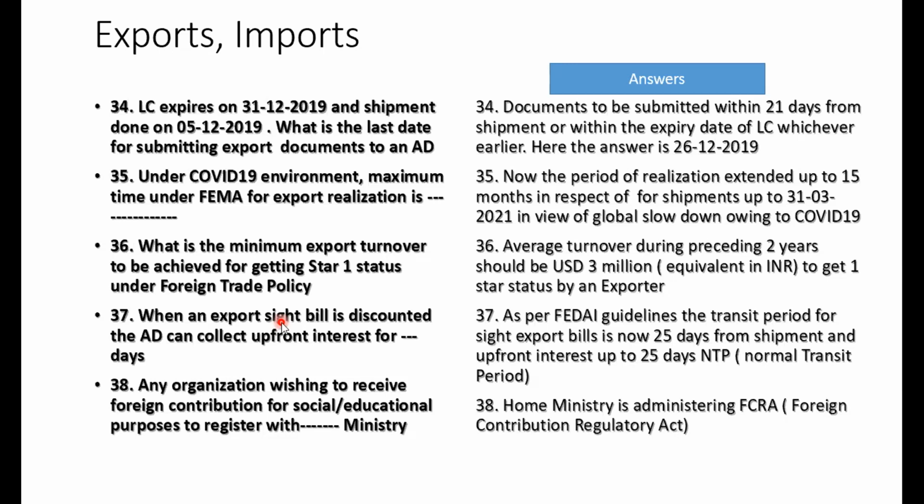Suppose 60 days sight means 60 days normal usance, and this sight again 25 days for travel of document, transit period. So 60 days sight means 60 plus 25, 85 days interest you have to collect. Supposing they are simply telling not sight, 90 days from the bill of lading, 90 days from date. 90 days from date means then 90 days only you have to collect interest.